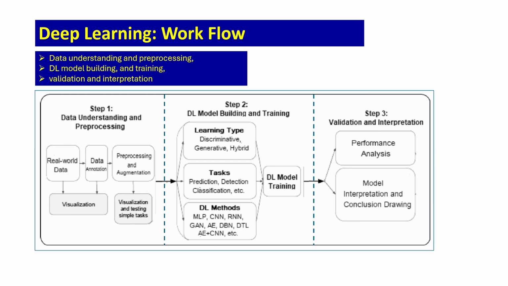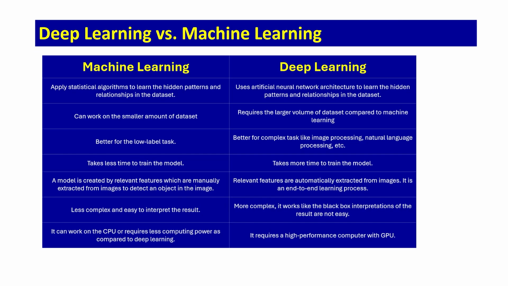It can be a generative model, discriminative model, or hybrid models. Tasks can be prediction, detection, classification. There are many models like multi-layer perceptron, CNN, RNN, reinforcement neural network, GAN, autoencoders, DTL, deep transfer learning, or other models. Okay? And step 3, you do a performance analysis. So, how the model is doing the job, interpret things, and all these aspects. That is step 3.